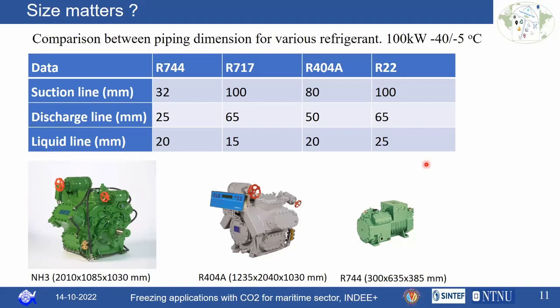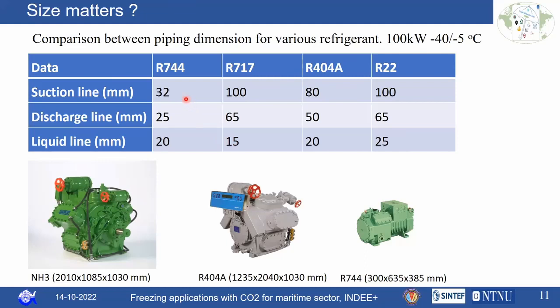Even though there are various types of ammonia systems, the two-stage ammonia system is very efficient and effective. One of the criteria is that the size really matters. Here you can see a comparison of the ammonia system with our CO2 system and with the freon system.